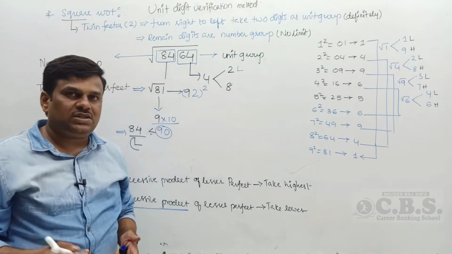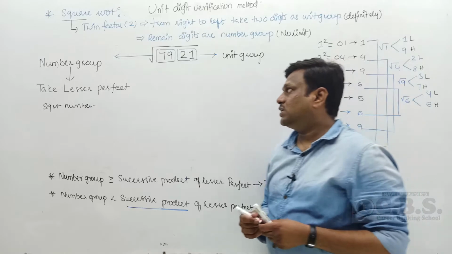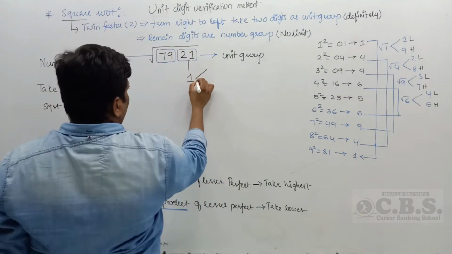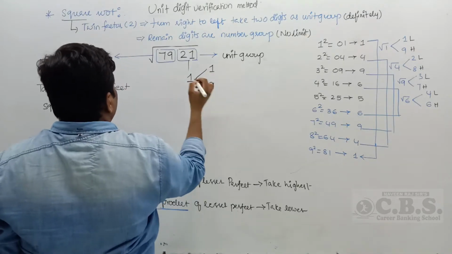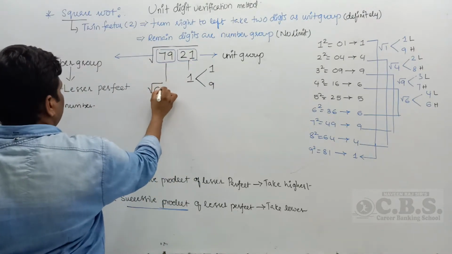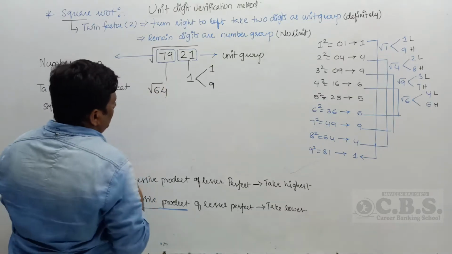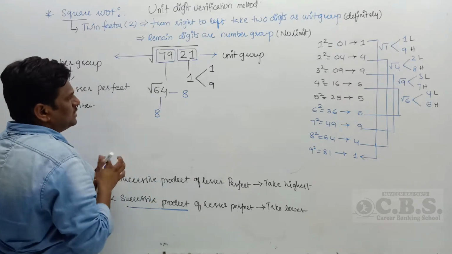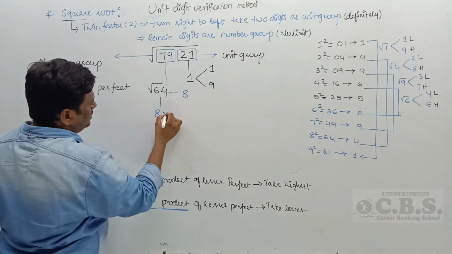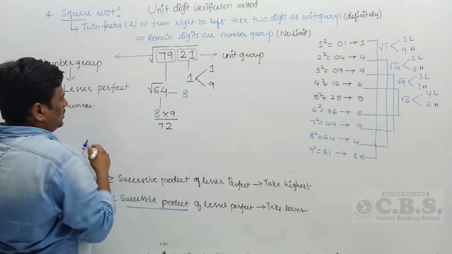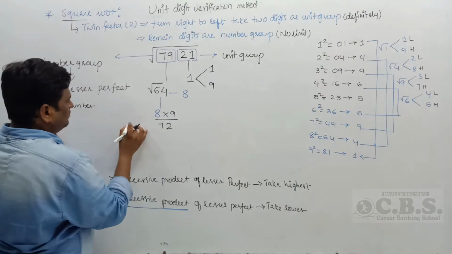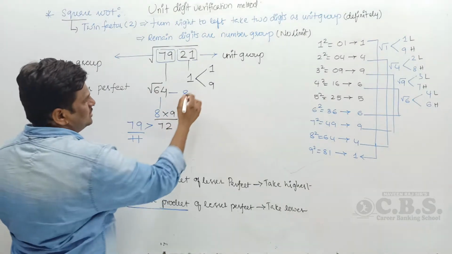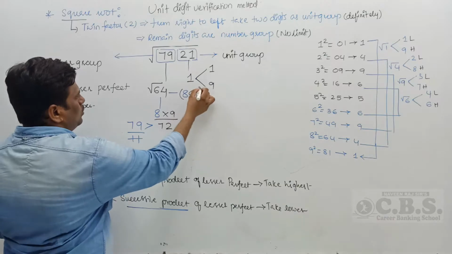Okay, let's go with another example. Next example, 7921. The last group is 21. So 1 happens at 1 and 9. For 79, the lesser perfect square is 64. Do you know 64 gives how much? 8. After 8 comes 9. 8 times 9 is 72. But our number is 79. Our number is higher. The higher digit is 9. So your answer is 89 whole square.